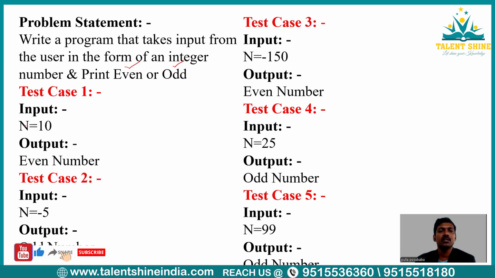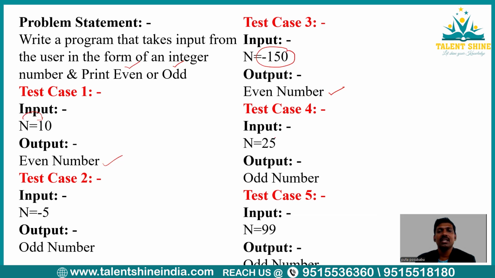If you observe the first test case, n is a number which we are reading from the user. If he has provided 10, now we need to verify whether this 10 is even or odd. Clearly, this 10 is an even number. Hence, we got the output as even number. Now, in test case number 3, he provided a negative integer. Clearly, this minus 150 is an even number. We got the output as even number.